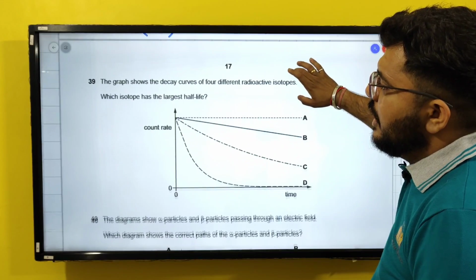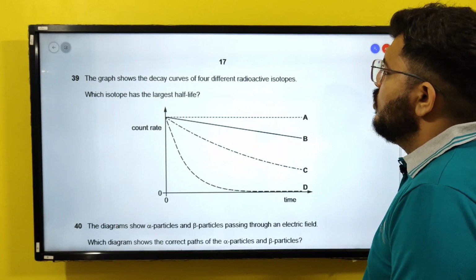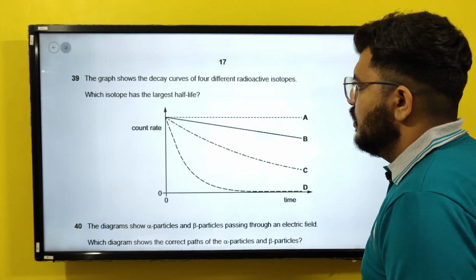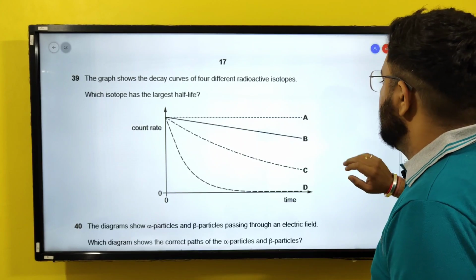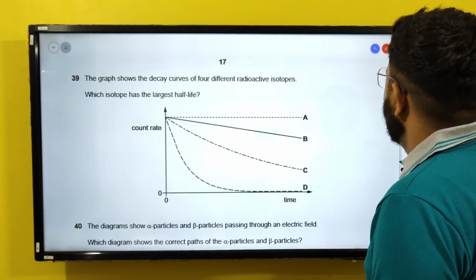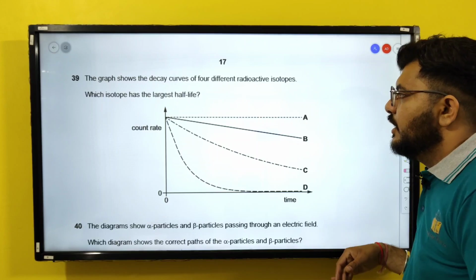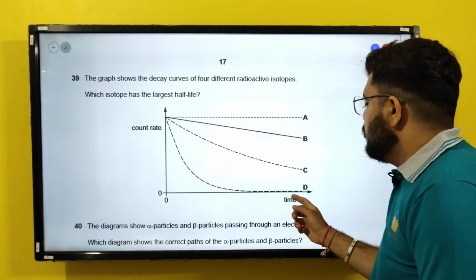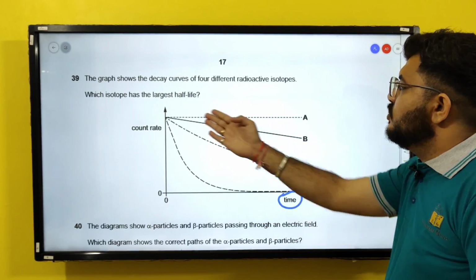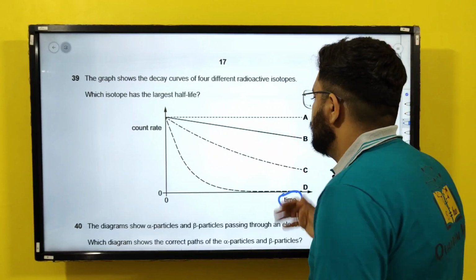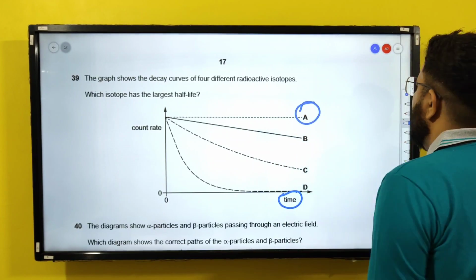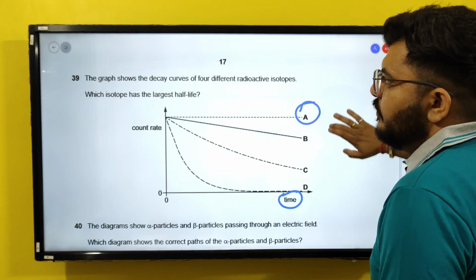Then we have the graph showing decay curves for 4 different radioactive isotopes. Which isotope has the largest half-life? They have already said all of them are radioactive. Which has the largest half-life? So for the given time, isotope A does not decay at all. So it has the largest or longest half-life.